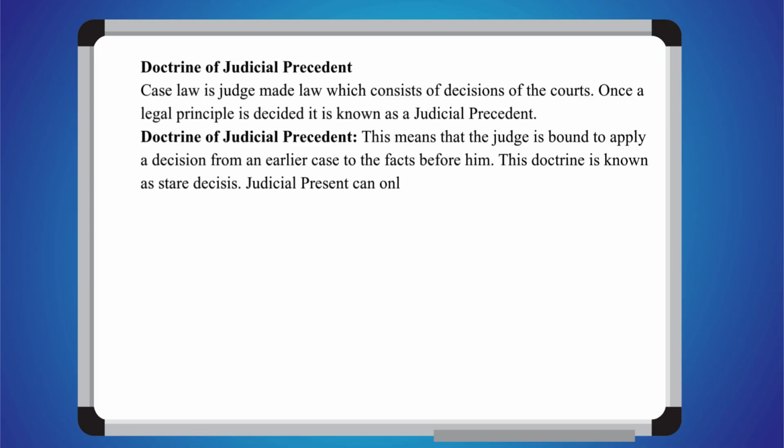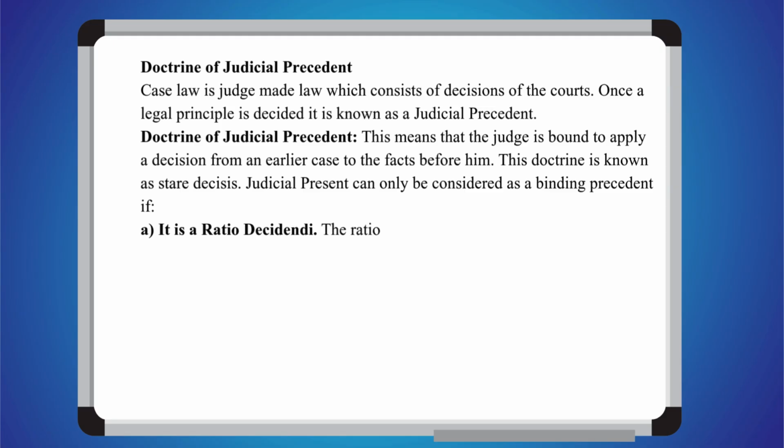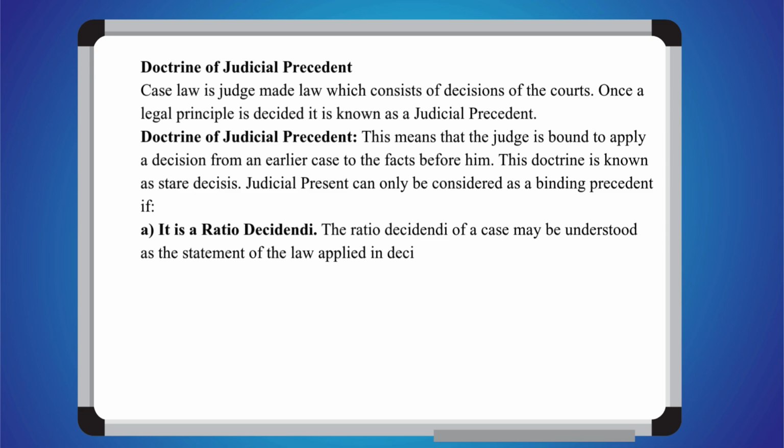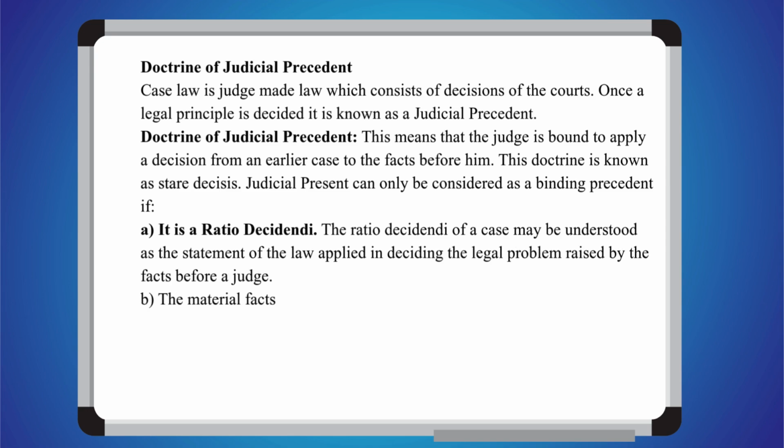Judicial precedent can only be considered as a binding precedent if it is a ratio decidendi. The ratio decidendi of a case may be understood as the statement of the law applied in deciding the legal problem raised by the facts before a judge. B. The material facts are similar. C. Decision must have been by a superior court.